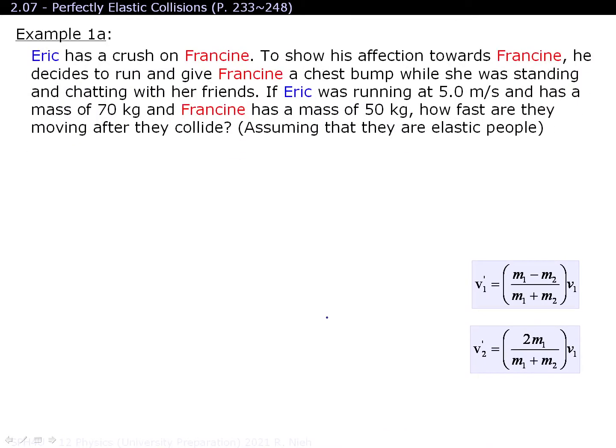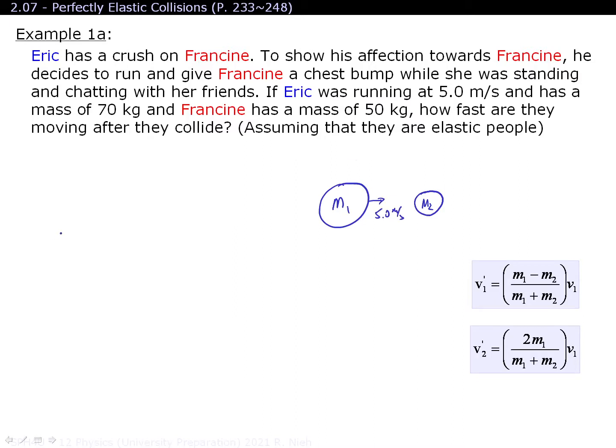Let's say that Eric has a crush on Francine, and to show his affection towards Francine, he decides to run and give Francine a chest bump while she was standing and chatting with her friends. Now, if Eric was running at 5 meters per second and has a mass of 70 kilograms, and Francine has a mass of 50 kilograms, then what will happen afterwards? All right, so you have mass number 1, which is Eric, and mass number 2, which is Francine.